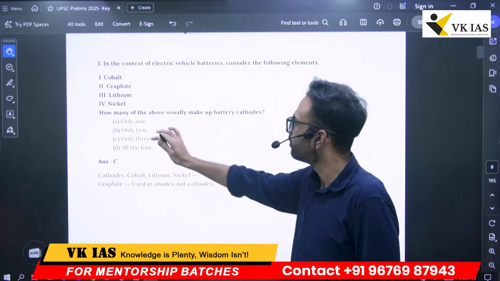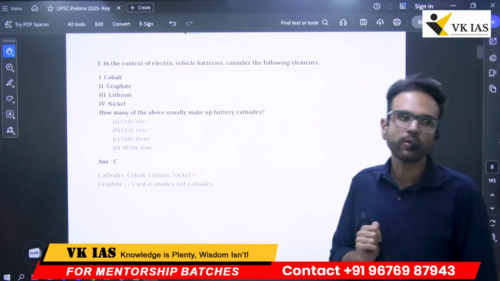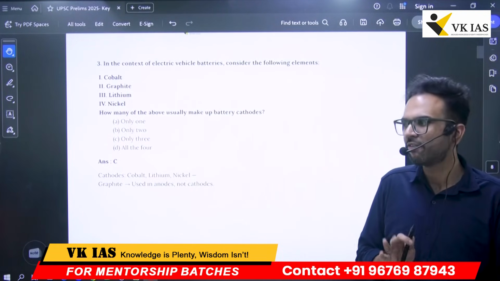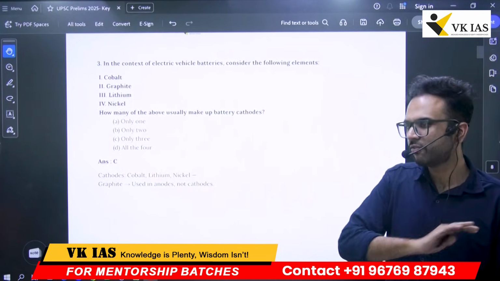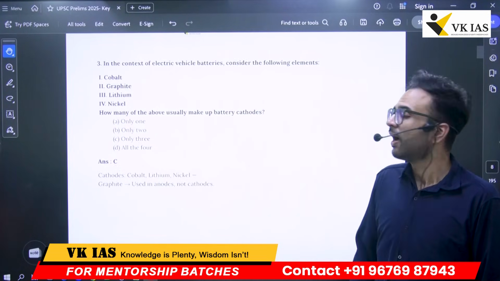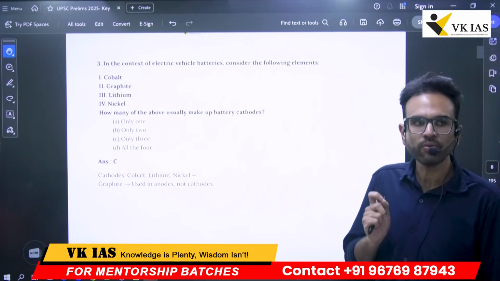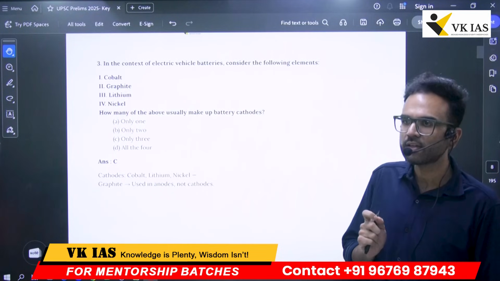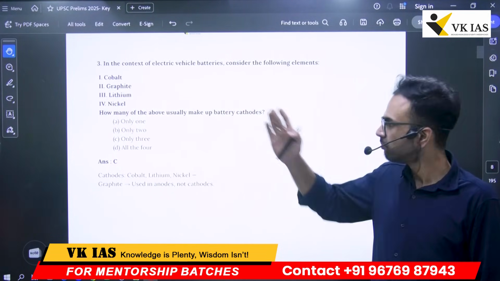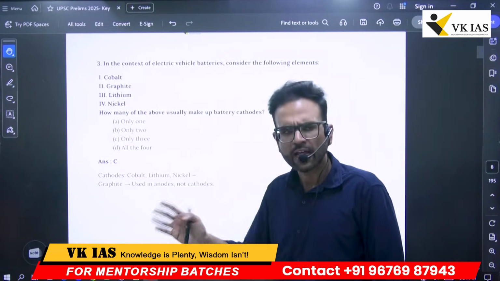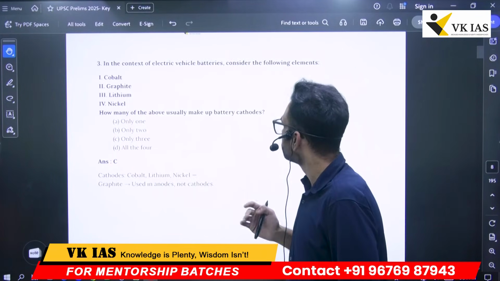Cobalt, graphite, lithium, nickel. Can you find the odd one out here? Graphite. So all the four is definitely gone. Second layer of questioning. Can you negate the fact that any of the three metals that you find here can be used as a cathode or an anode? Sorry, cathode.